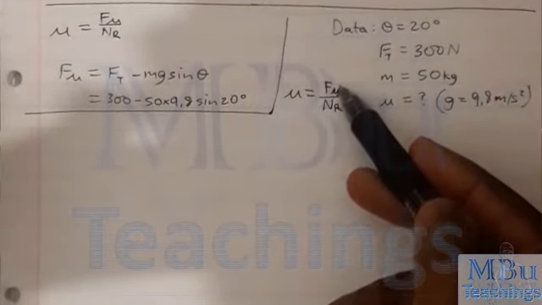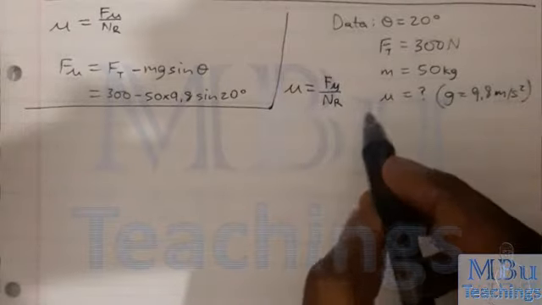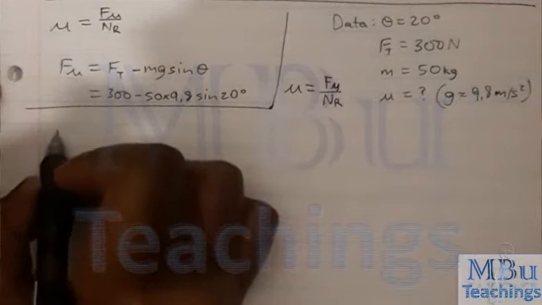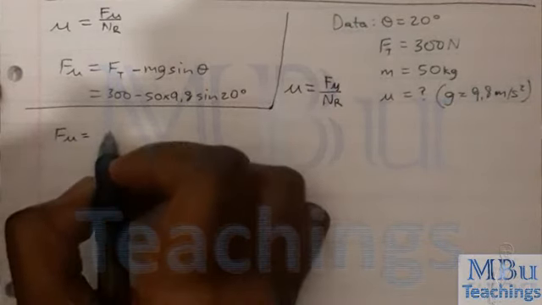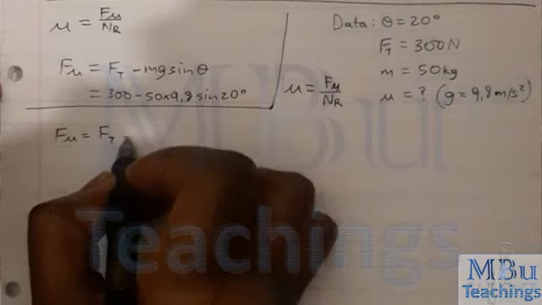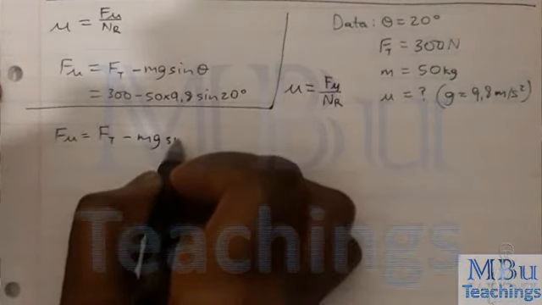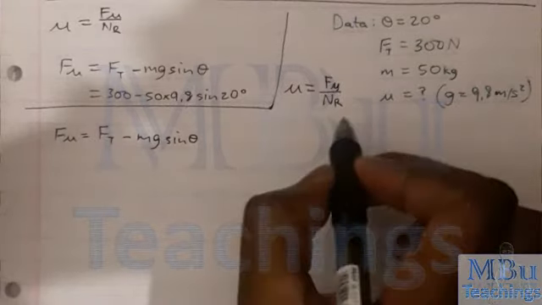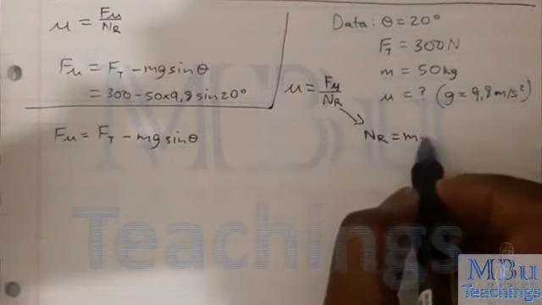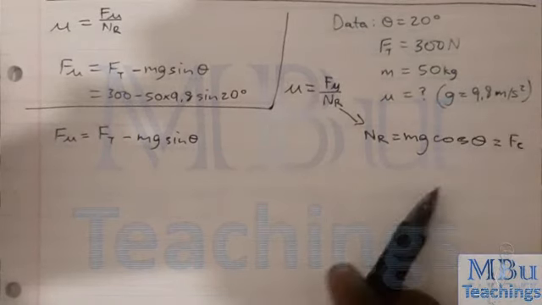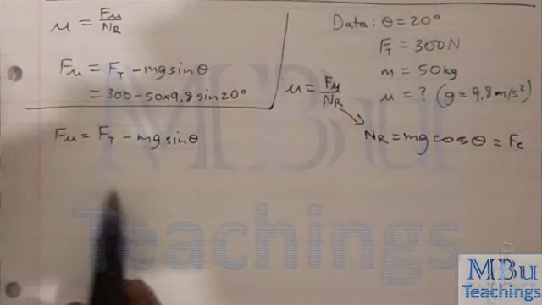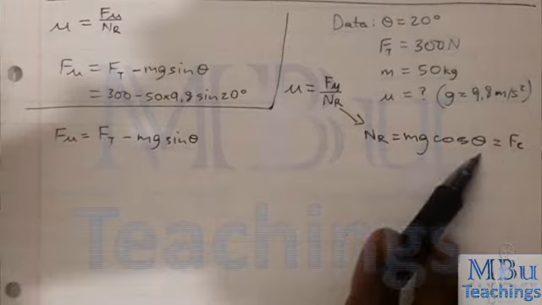What is the formula for F_mu? This is just the skeleton of what we are doing. The formula for F_mu equals F_T minus mg sine theta. That is our F_mu. What about N_R? N_R equals F_c basically. So we have F_mu, we have N_R.